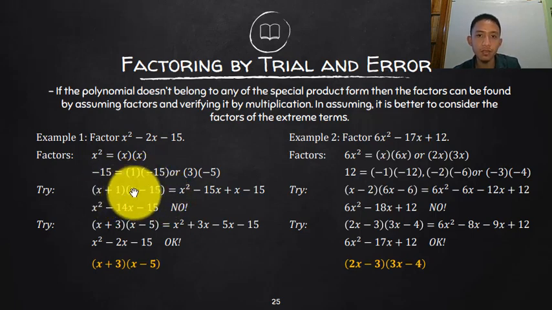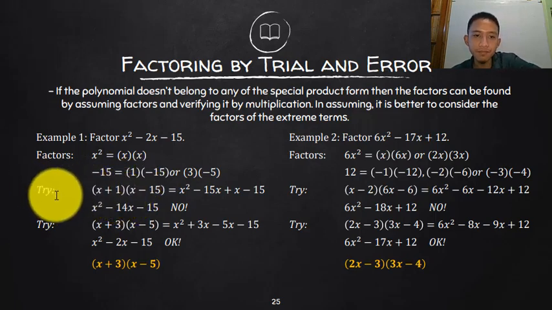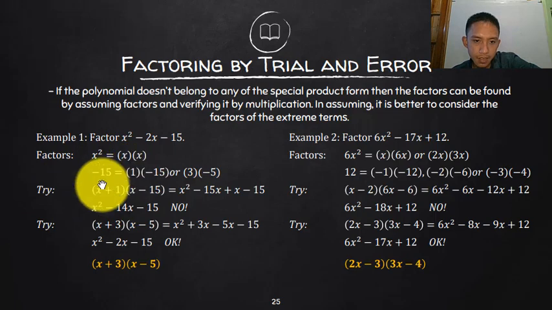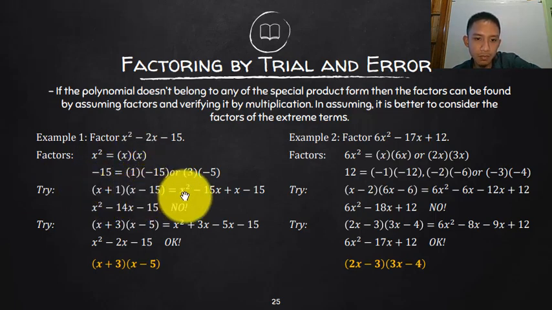That's why we call it trial and error. I will first try this one. Try x and 1, and then x and negative 15. Multiply that one: x times x will be x squared, that will be negative 15x, that will be positive x, that will be negative 15. Simplify: x squared, negative 15 plus 1 is negative 14x, negative 15. So if you try to go back, that is wrong. Why? Yes, correct.